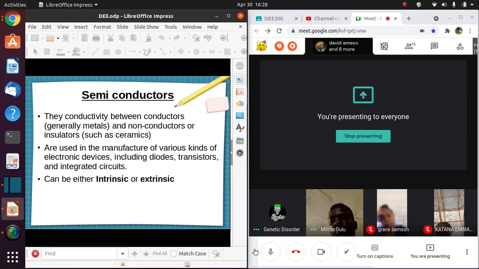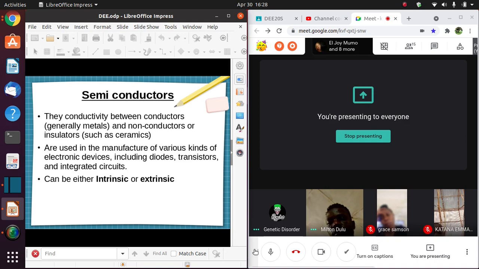Now, depending on the type of impurity that I add, then it can become more of a conductor or it can become more of an insulator. If I add metallic impurities, it becomes more of a conductor. If I add impurities that do not conduct electricity, then it becomes more of an insulator.